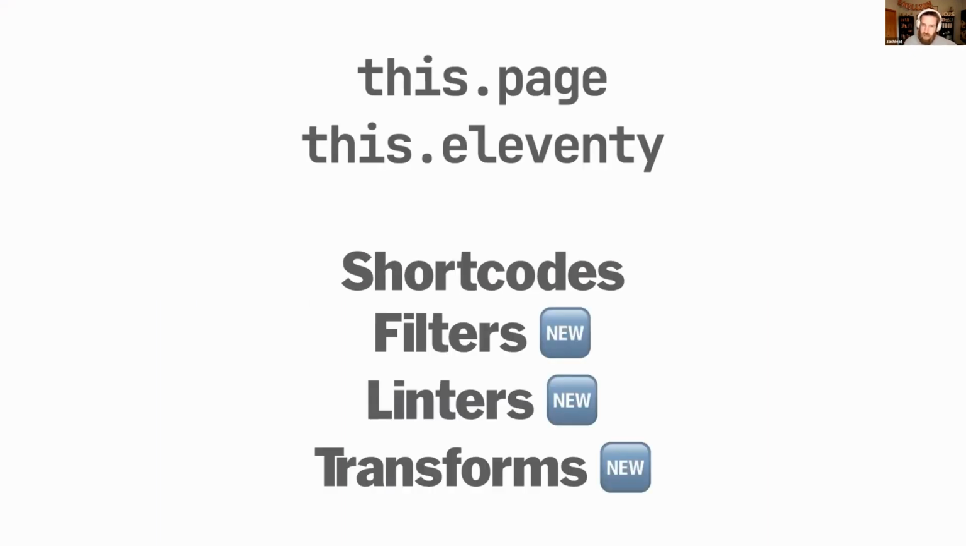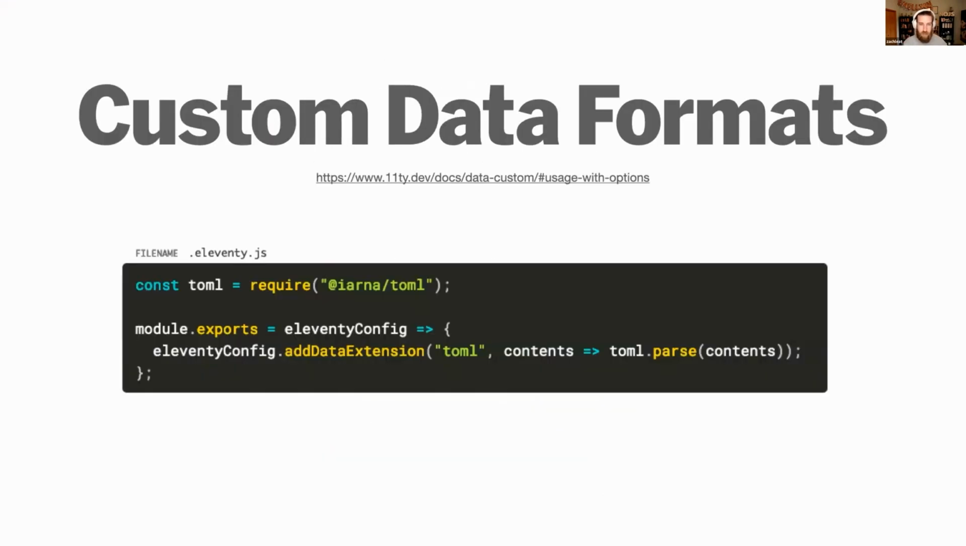We did some consistency work around what's available inside of the context of shortcodes, filters, linters, and transforms. You can now access this.page and this.eleventy in filters, linters, and transforms. We previously had those in shortcodes. Now this feature, custom data formats, is not a new thing in Eleventy version 2. It was available in many previous versions of Eleventy.